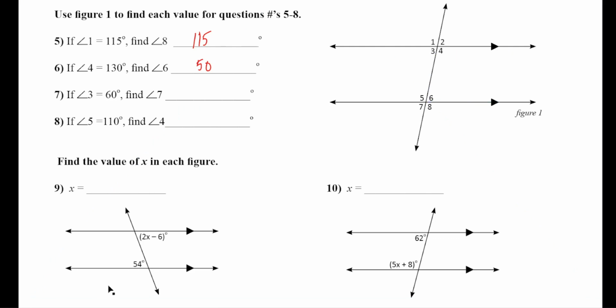There we go. All right, let's do this one. Angle 3 is 60 degrees. So I come over here to where angle 3 is. Angle 3 is right here, and it's 60 degrees. So that's this angle right here.